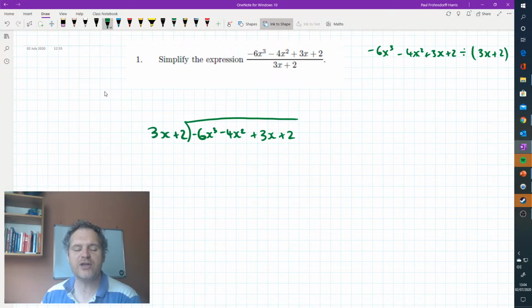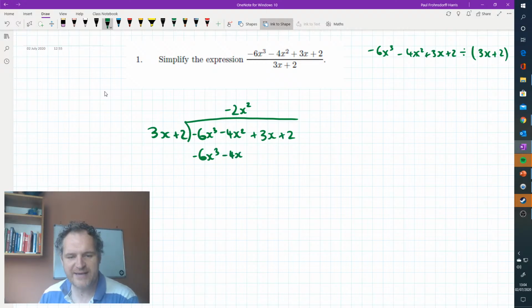3x plus 2. So what we're looking to do is divide this whole thing by 3x plus 2. And in order to do it, you look at how can I make the first thing that I come across. How can I make that 6x cubed? To make 6x cubed, I need to multiply 3x by minus 2x squared. Just to confirm, 3x times minus 2x squared gives me minus 6x cubed. But it also gives me minus 4x squared as an extra bit, because it's the 2 times minus 2x.